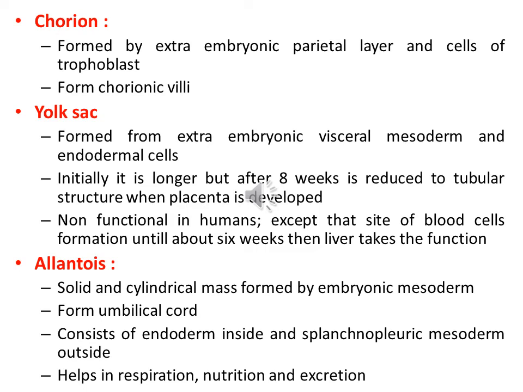And the last layer, that is allantois. It is a solid cylindrical mass formed by embryonic mesoderm. It also forms umbilical cord, consists of endoderm inside and splanchnopleuric mesoderm outside. As it is a part of umbilical cord, it helps in respiration, nutrition as well as excretion. Okay. So these are different extraembryonic membranes.